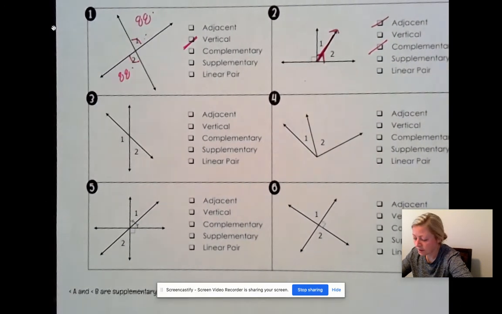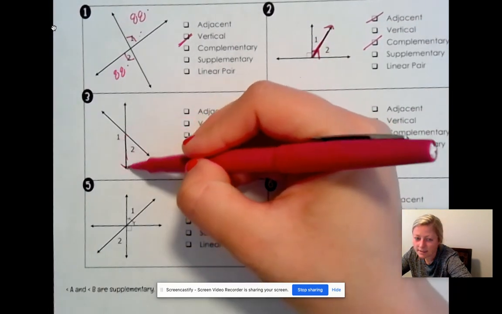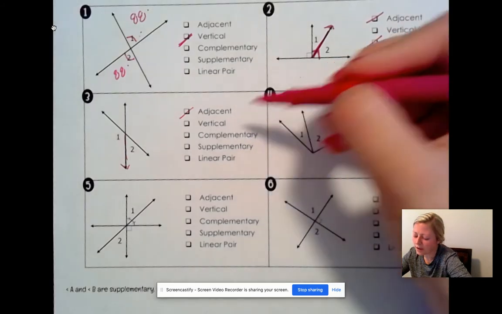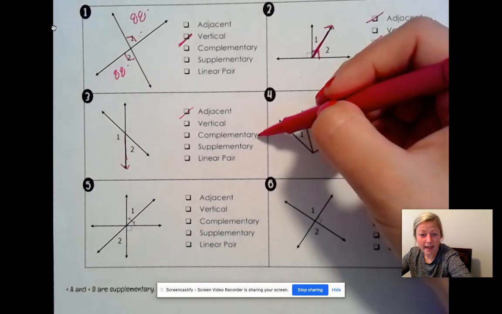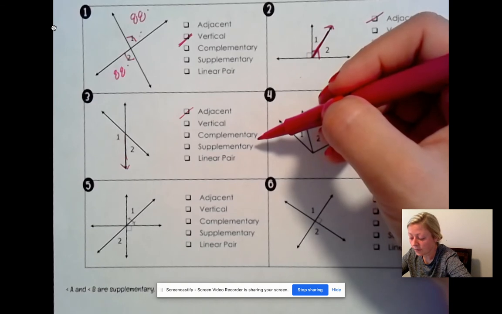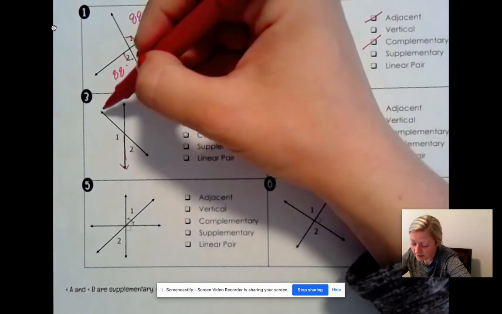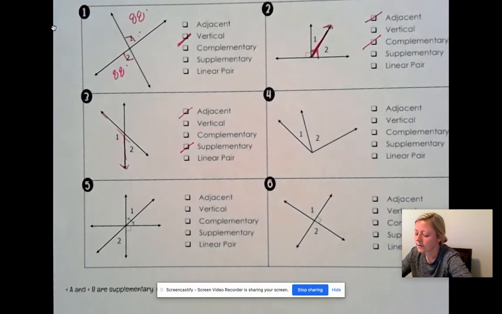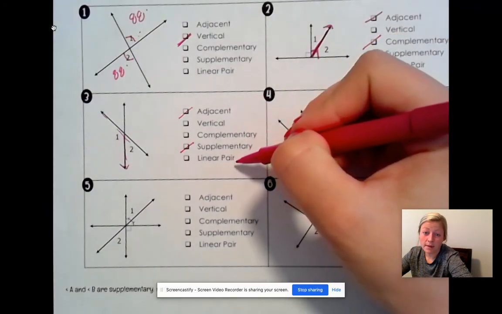3. Angles 1 and 2, are they adjacent? Yes, they share this side right here. So check that box. Vertical, are they across from each other? No, they are not across from each other. Do they add to 90 degrees? Are they complementary? That is also a negative. Are they supplementary? Do they add to 180? Since we know this is a straight line, we can assume that these two add to 180. So yes. And then since they are adjacent and supplementary, that makes them a linear pair.